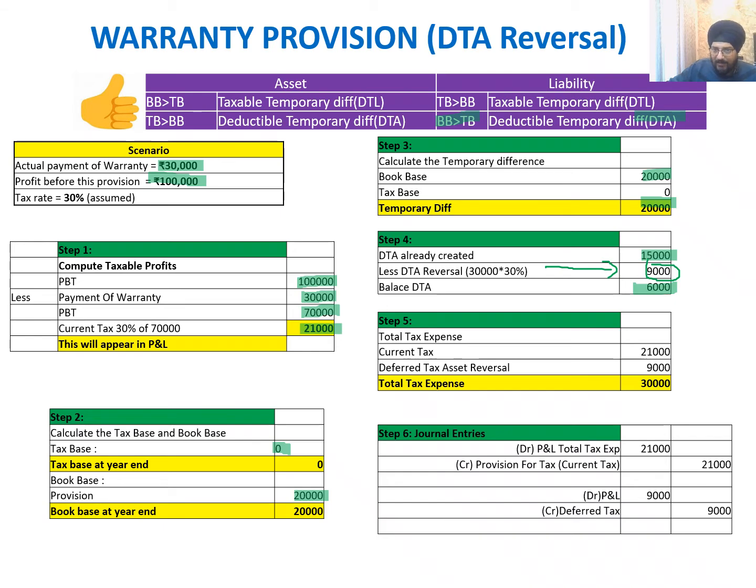So my current tax is 21,000. My deferred tax asset is 9,000, which is a reversal of the deferred tax in this case, and hence my total tax expense is 30,000. Again, we have to create two entries here. My P&L would be debited and my provision for taxation would be credited for 21,000. Then we have to create one more entry. My P&L would be debited by 9,000 and my DTA would be reversed to the extent of 9,000. So we'll quickly go to the next slide and see the impact of this in my financial statements.